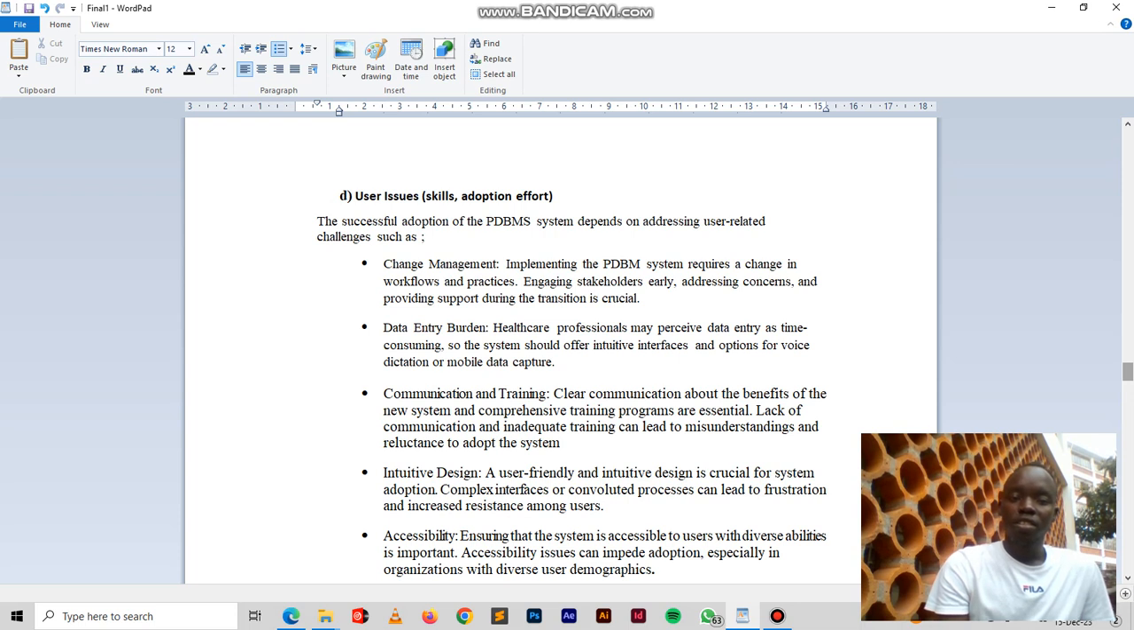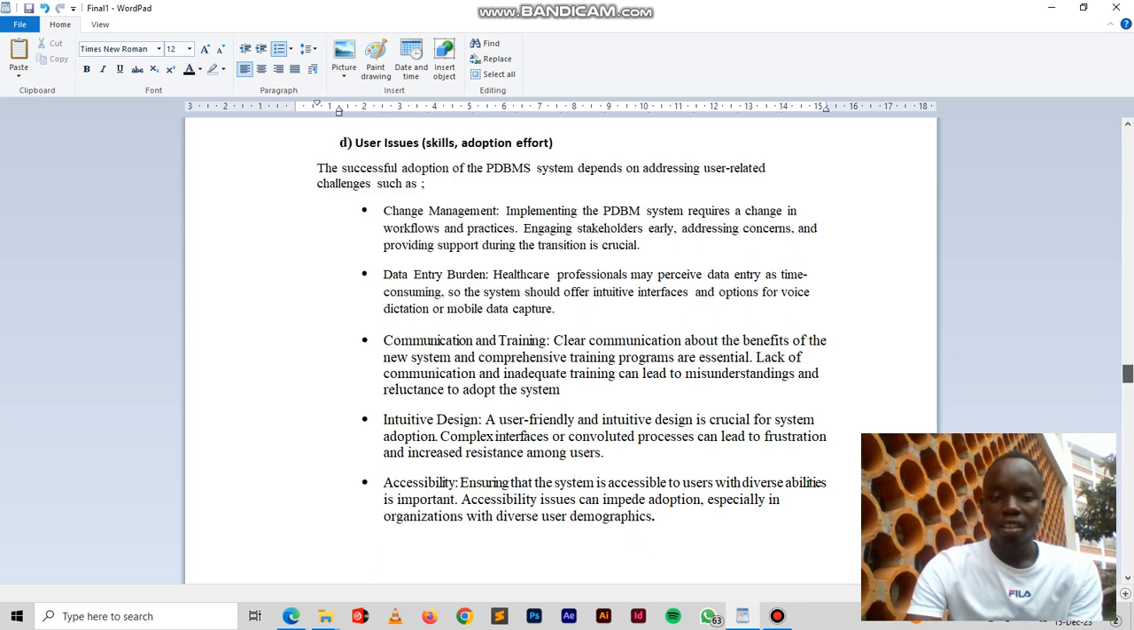User issues. These user issues include skills, adoption, and effort. And in user issues, I have the data entry burden. Healthcare professionals may perceive this system in a different way, since they may not see it as a seamless way to enter data, because they are not used to it. So there is communication and training, intuitive design, accessibility of the system, and so on.